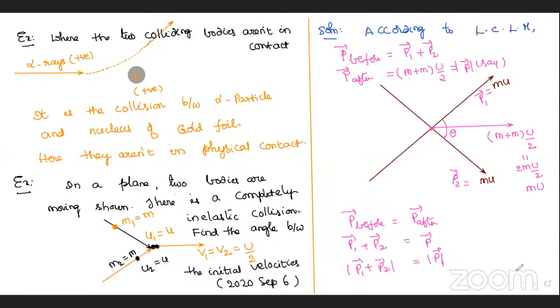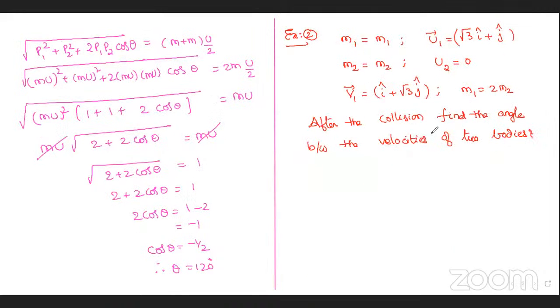What Manikanta asked, I did not follow. First example, he asked: before the collision, what is the angle between the two velocities? Means u1 and u2. Second question, he asked: what is the angle between the two velocities after the collision? Means the angle between v1 and v2. Okay, now you understood?